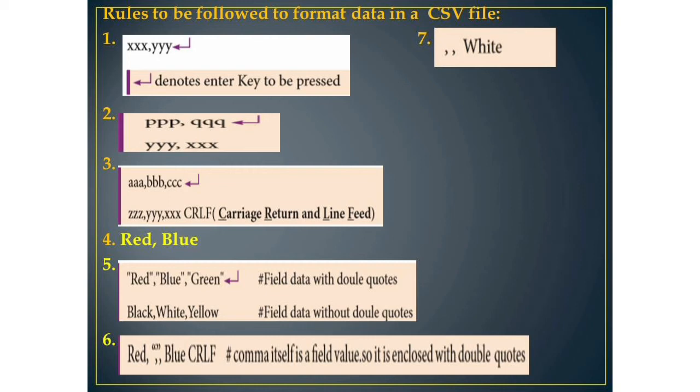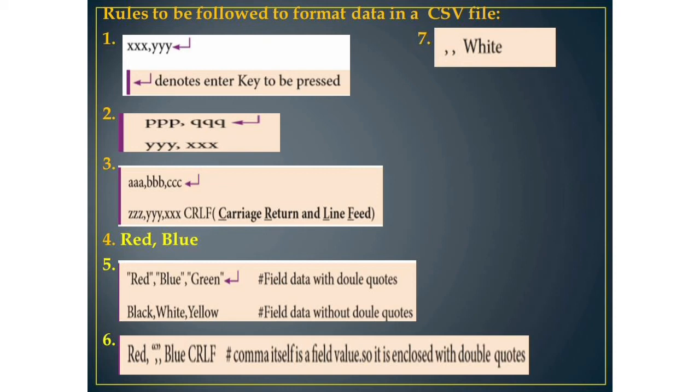Okay. If you are going to display that particular double quote within the field, you have to double the double quotes. Then only the double quotes will get displayed along with the data. Red, blue, green. If you want to display the double quotes within the data, you have to enclose it within the double quotes. Then the seventh example: comma, white.